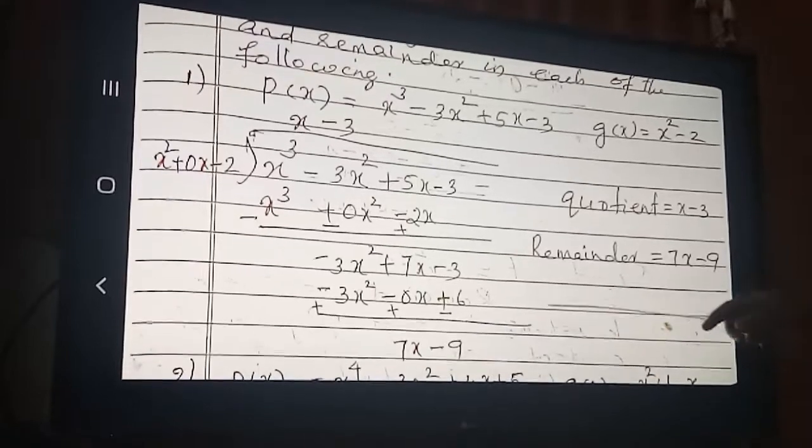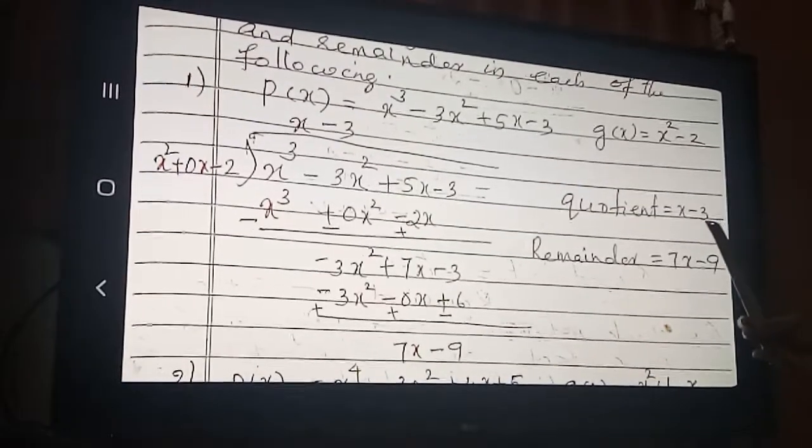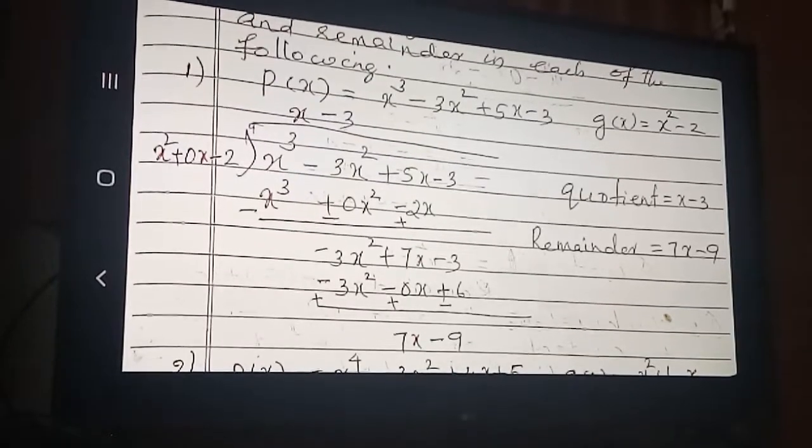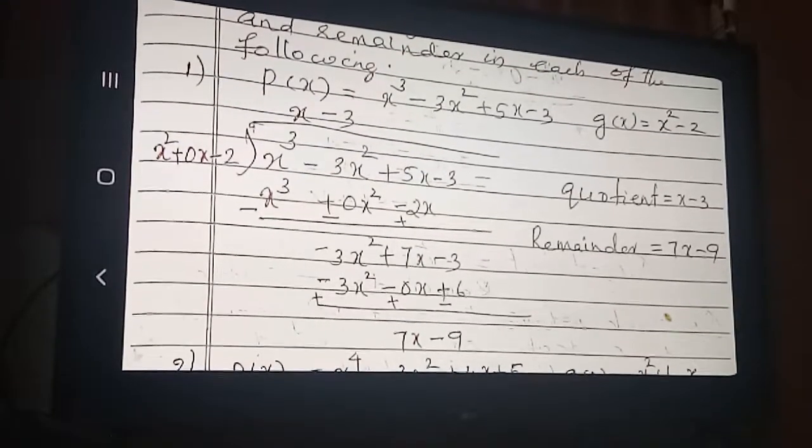Okay. So here what is the quotient? x minus 3 and what's the remainder? 7x minus 9. Okay. Now the second question.